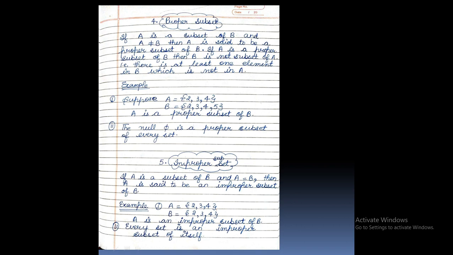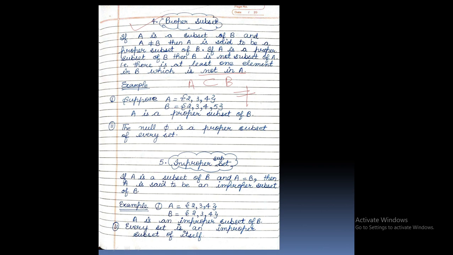Now the next point is proper subset. What do you mean by proper subset? If A is a subset of B and A is not equal to B, meaning A is a subset of B but not equal to B, then you can say A is said to be a proper subset of B. If A is a proper subset of B, then B is not a subset of A. There is at least one element in B which is not in A.